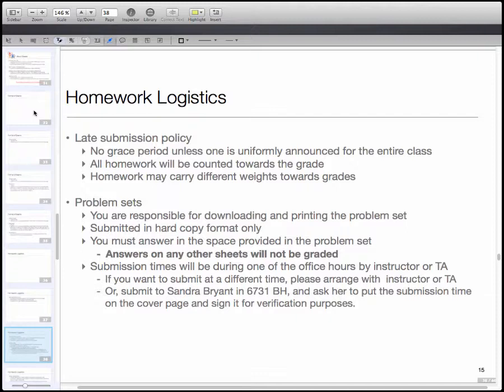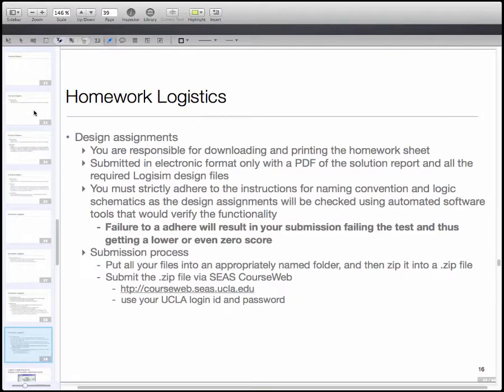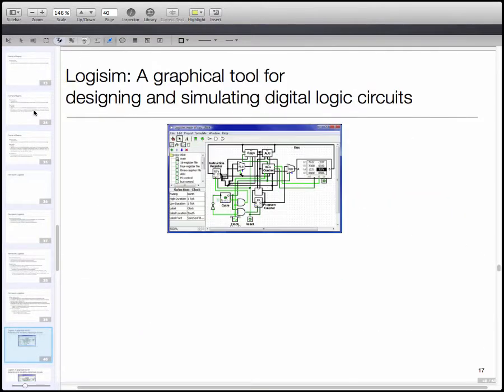Submission times would be aligned with one of the office hours. If you cannot make it to that office hour, then you can either arrange to meet us separately, or you can go and visit Sandra Bryant, my secretary, and hand it to her. When you hand your homework to her, please make sure that she puts a timestamp and signs it, so that there's a record of when you submit it. And the way you are going to submit stuff is via CourseWeb. You're going to upload the files out there, and we'll just download things from there.